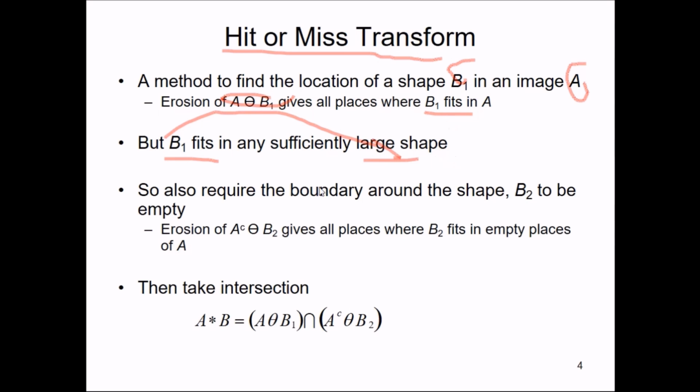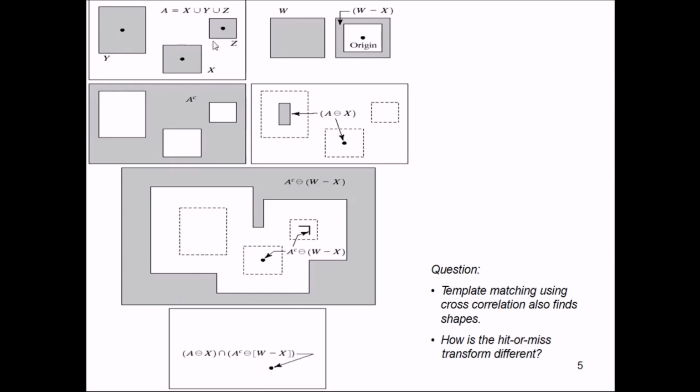So what we are going to do is erode A complement with B2. We require the boundary around the shape B2 to be empty, and we erode A complement with B2, which gives all the places where B2 fits in empty places of A. Then we take the intersection, meaning A eroded by B1 intersection A complement eroded by B2, and the result will give us the hit or a miss. So it will tell us whether this shape is available or not. If you are not getting this particular thing, I'll show you with an example. This will help you more.